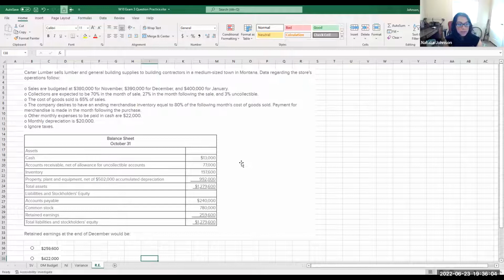The company desires to have an ending merchandise inventory equal to 80% of the following month's cost of goods sold. Payment for merchandise is made in the month following the purchase. Other monthly expenses to be paid in cash are 22,000. Monthly depreciation is 20,000. Ignore taxes. They give you the balance sheet at the end of October, and they ask you what the retained earnings are at the end of December.